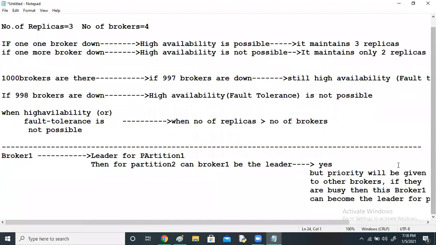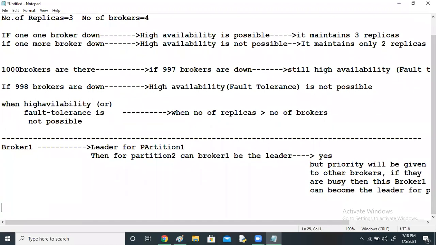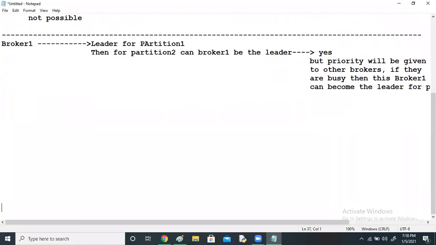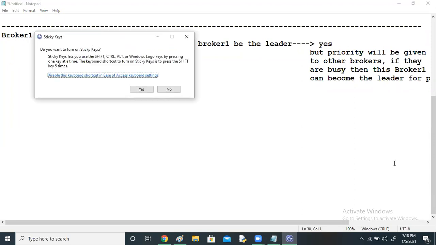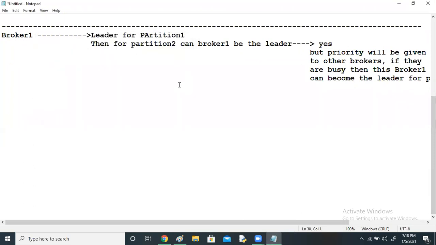Okay, understood everyone? It can become the leader for P2 if all the other brokers are busy, or if other brokers are not available. Only then will it be chosen, but direct priority won't be given to this. And here I want you to understand these things in the last.